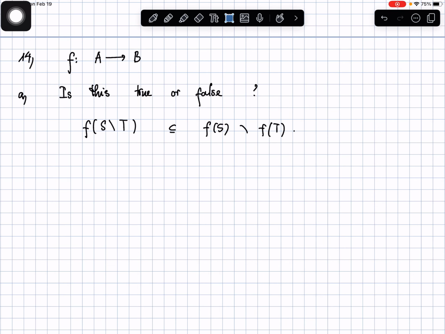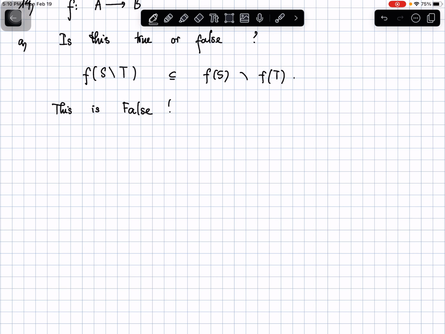Let f be a function from A to B. Is this true or false? The statement f(S minus T) is a subset of f(S) minus f(T) is false. This is false, and here's why. We give a counterexample.